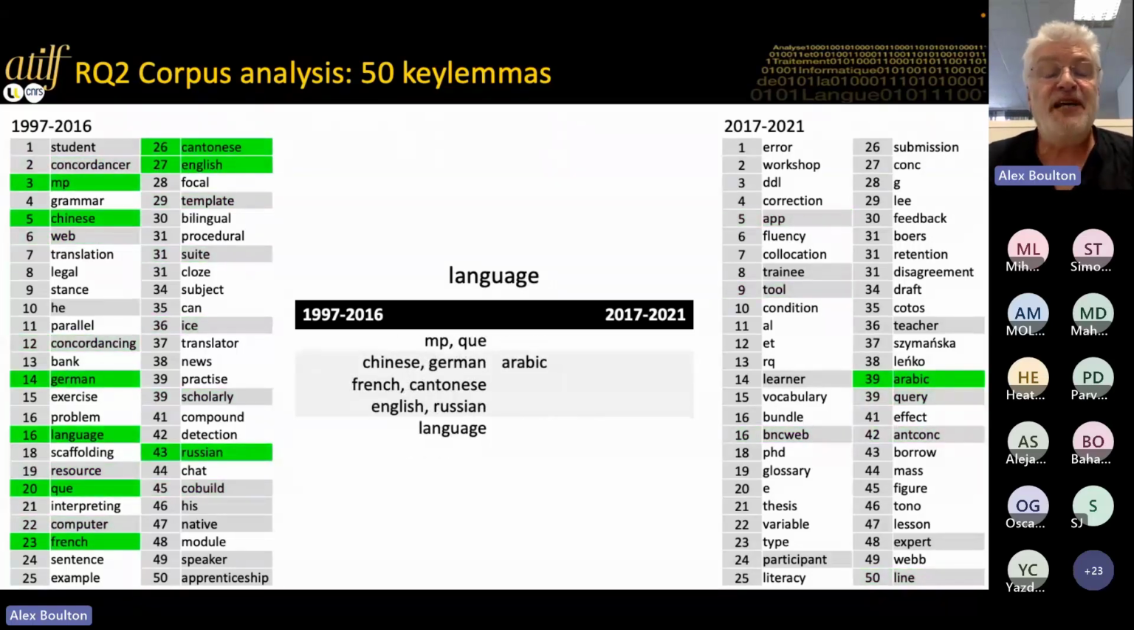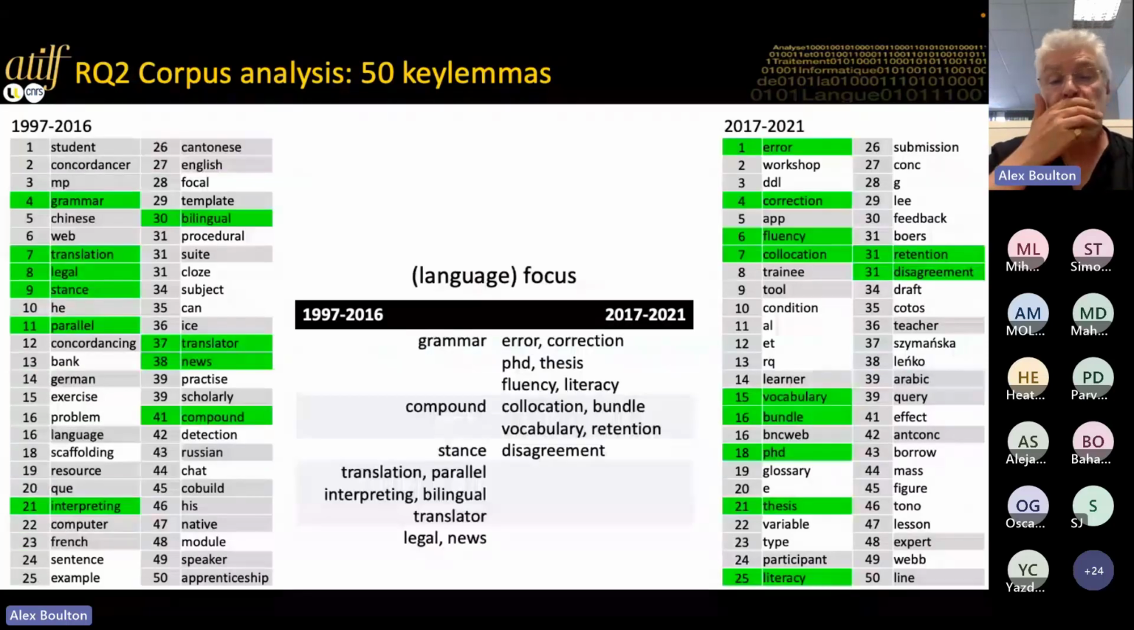Next item, MP, stands for modal particle. There were several papers on this. This is for German, or que for French, and other specific languages: Chinese, German, French, Cantonese, English, and Russian. All of these languages were spoken about a lot in the earlier period and much, much less in the last 5 years. So it looks as if we're having a reduction. The only keyword language is Arabic in the last 5 years.